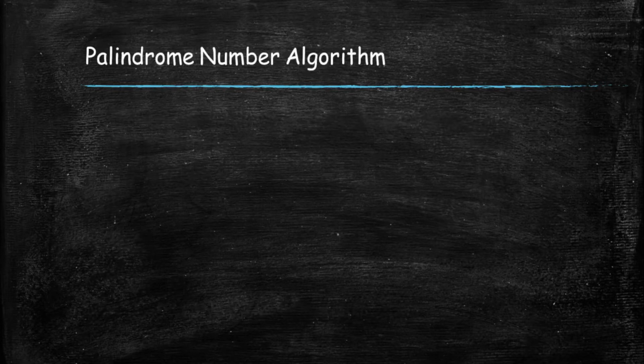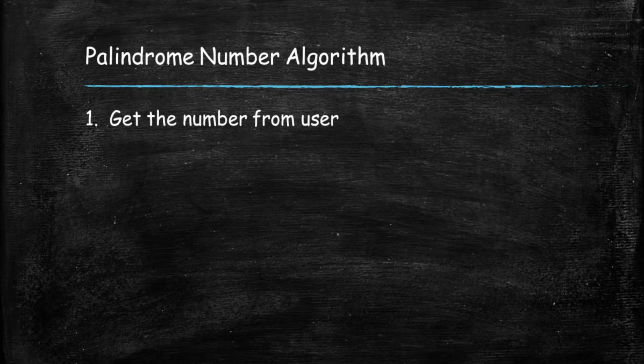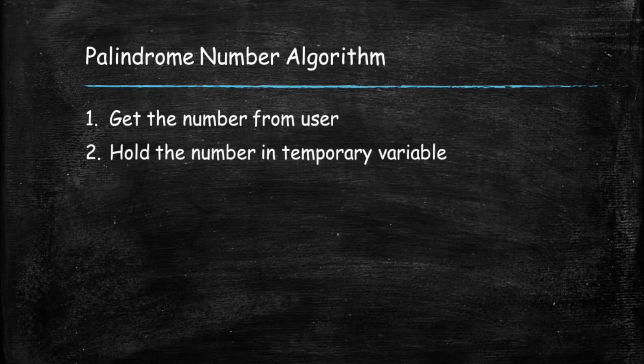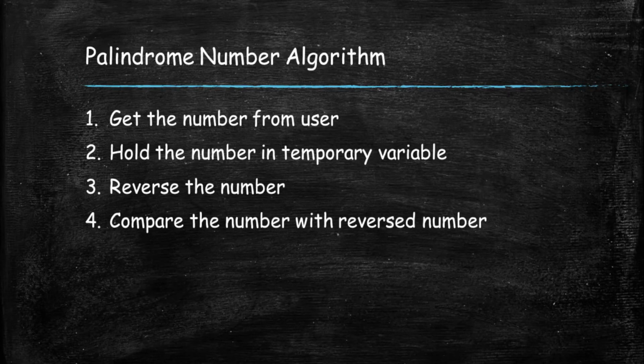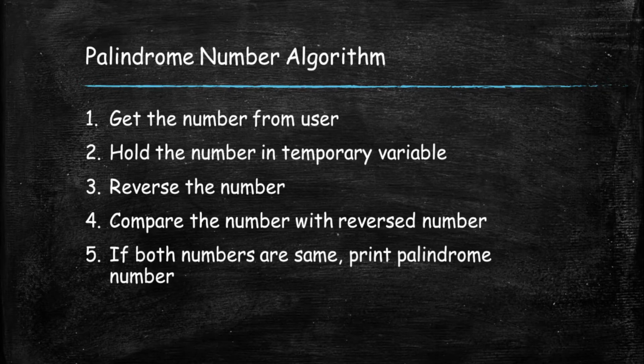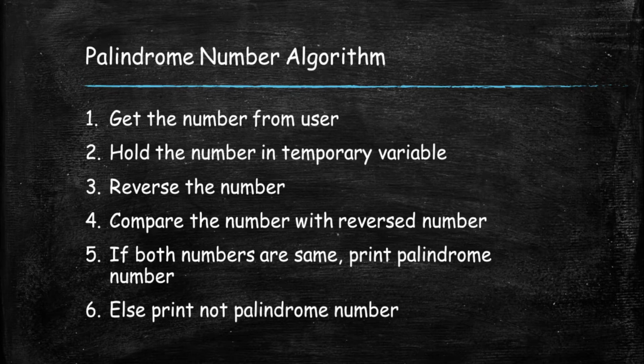To write this program, we will first take the input from the user, then we will hold that number in a temporary variable, then we will reverse that number and compare it with the original number, and if it matches we will print a message that it is a palindrome number, or else we will write it is not a palindrome number. Let's see this in action.